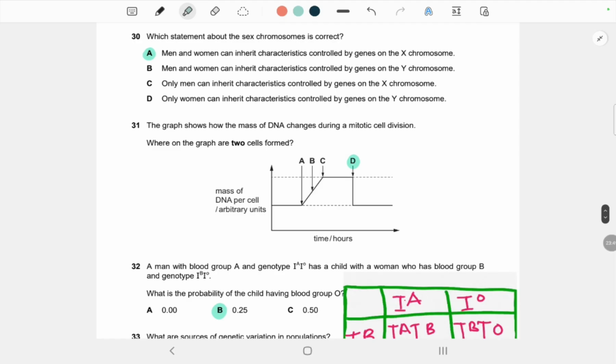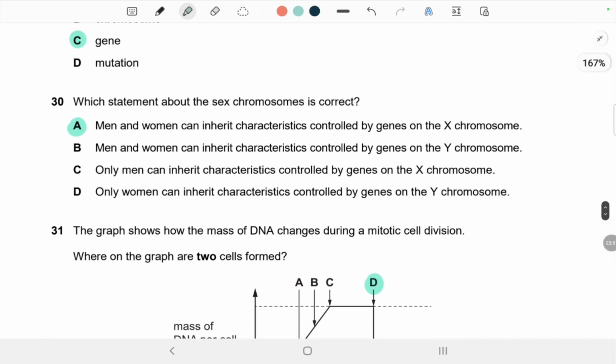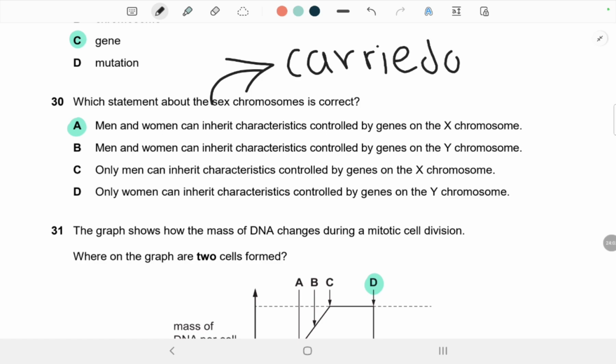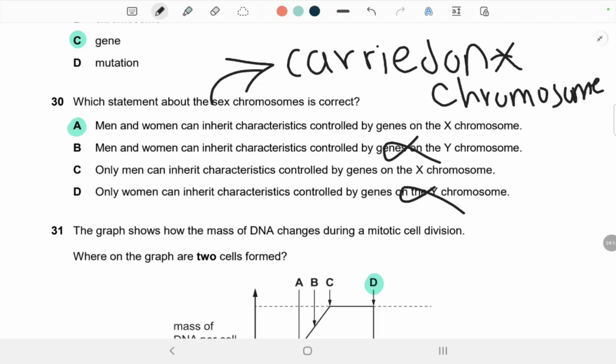Now, which statement about sex chromosomes is correct? The examiner wanted to trick students. He told you we know that sex-linked genes are always carried on the X chromosome, right? On the X chromosome, isn't it? Of course. So, basing on this idea, he made this question. So basically, B will be wrong and D will be wrong. But why is C not correct?